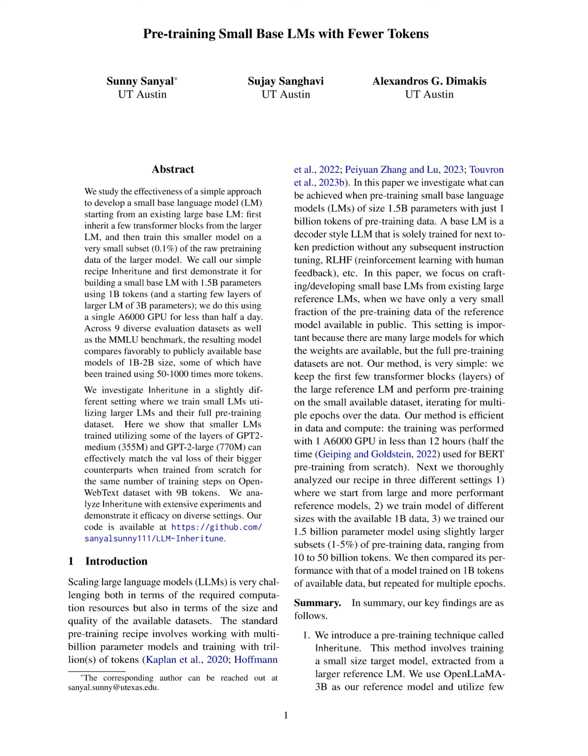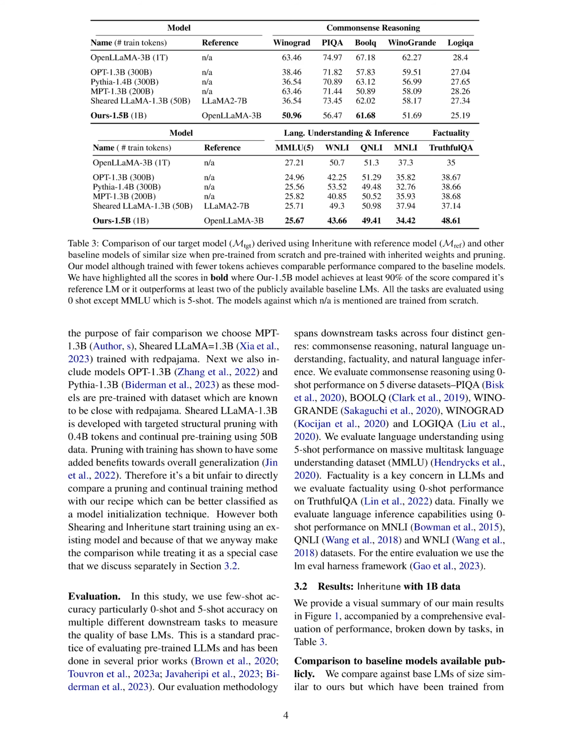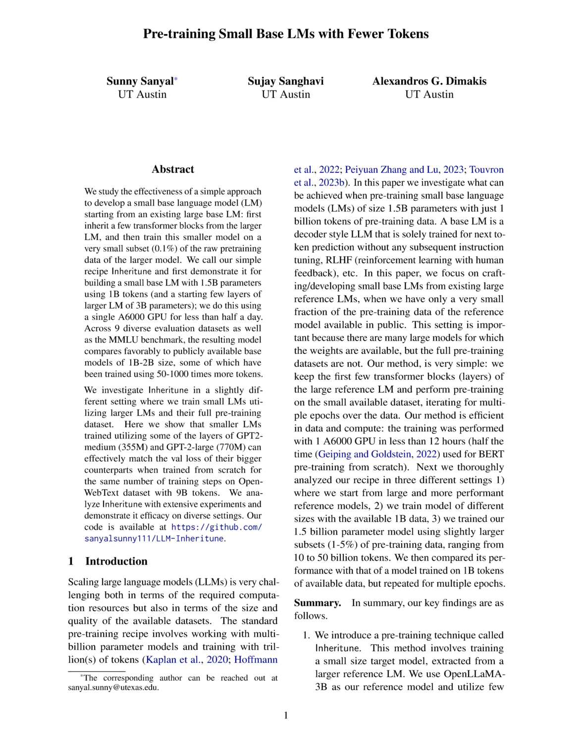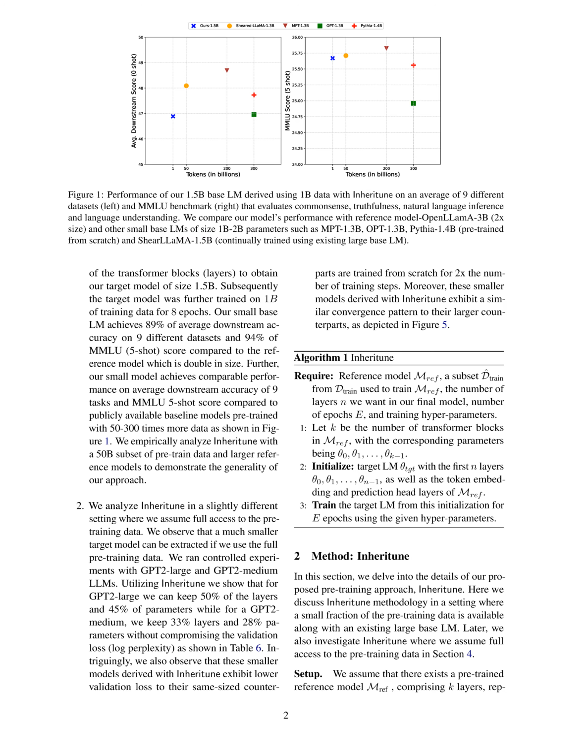The authors introduced a pre-training technique called Maths-F Inheritune, which involved training a small-size target model extracted from a larger reference LM. They utilized OpenLLama3B as the reference model and extracted a target model of size 1.5b. The target model was further trained on 1b of training data for 8 epochs. The small base LM achieved 89% of average downstream accuracy on 9 different datasets and 94% of MMLU 5-shot score compared to the reference model, which was double in size.